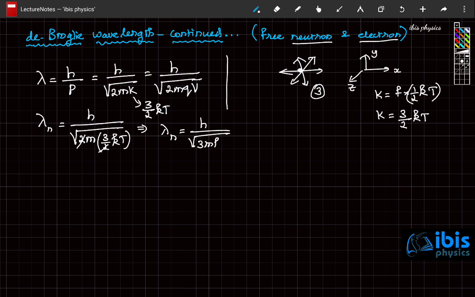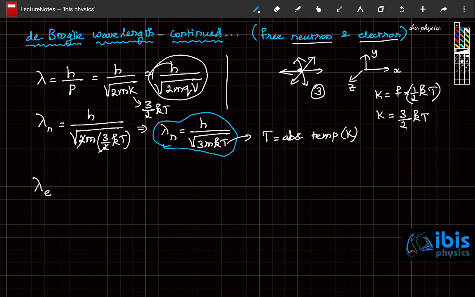3m kT. This question has been repeated many times in different kinds of exams. So the de Broglie wavelength of a free neutron is h by root over 3m kT, where T is the absolute temperature. T is the absolute temperature, meaning the temperature must be in Kelvin. So here T must be substituted in Kelvin. Okay, so we'll continue by solving the de Broglie wavelength of an electron.